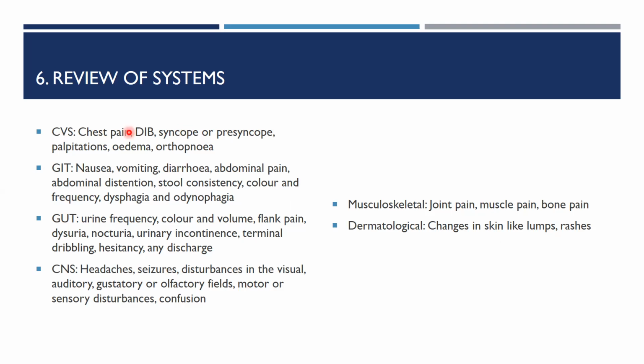You compile everything together from your biodata, your PC, and you highlight the important things in your HPI. Like this guy used to smoke. Write that down: he was a known smoker for this long, smoking this many pack years. Important negatives: he did not have any history of travel to this area.